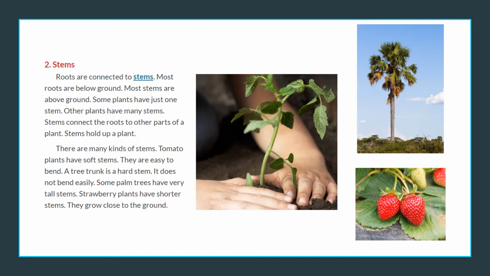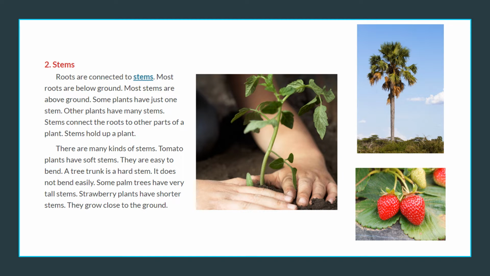So next we're going to read about the stems. And then we're going to do a workbook page about stems. So you want to really listen and pay attention. Roots are connected to stems. Most roots are below ground. Most stems are above ground. Some plants have just one stem. Other plants have many stems. Stems connect the roots to other parts of a plant. Stems hold up a plant.